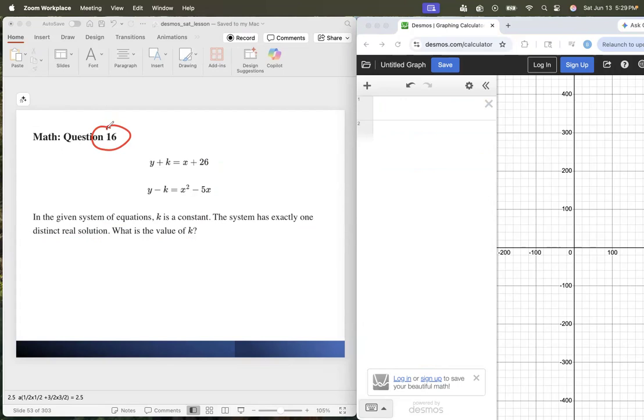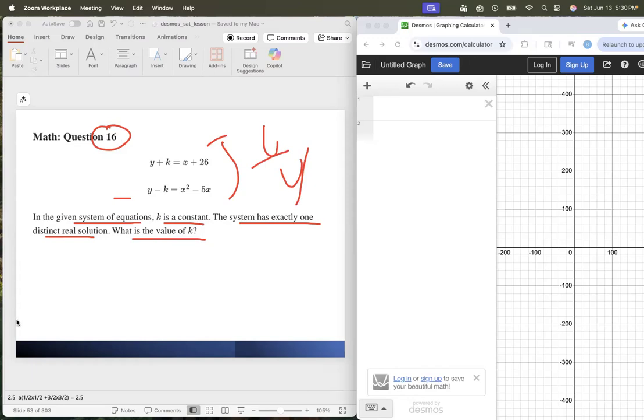This question tests your knowledge about a system of equations and then quadratic equations. They've given you this function. They're trying to throw you off with the constant K. They said in the system of equations, K is a constant. The system has exactly one distinct solution. What is the value of K? Well, if they have exactly one solution, that means they're going to intersect at one point, right? A line and then a quadratic. Either they meet at the vertex or the line is slanted and touches on the side.